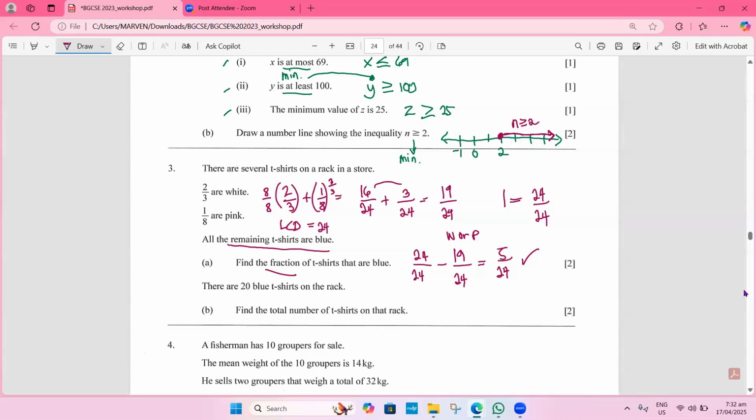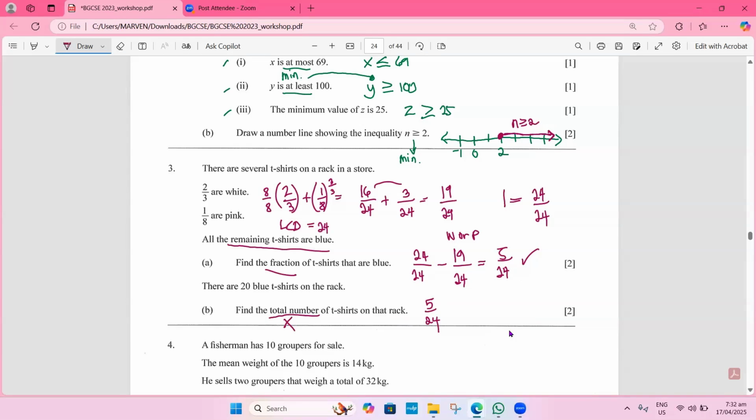Okay. Now, there are 20 blue t-shirts on the rack. Find the total number of t-shirts on the rack. Okay? 20 blue t-shirts. So that is equivalent to 5 over 24 of the total number. So let us represent the total number as x.